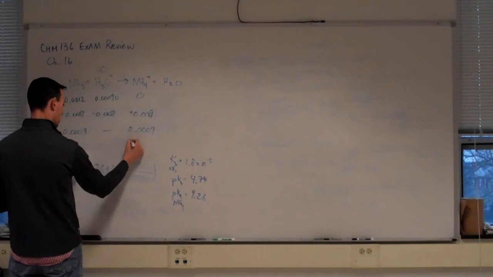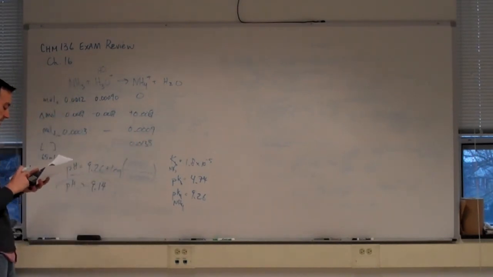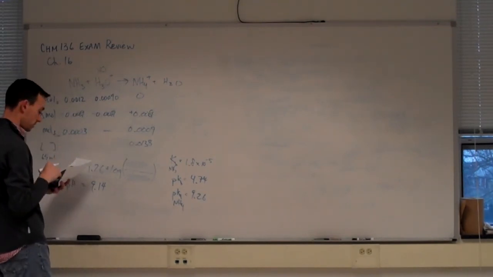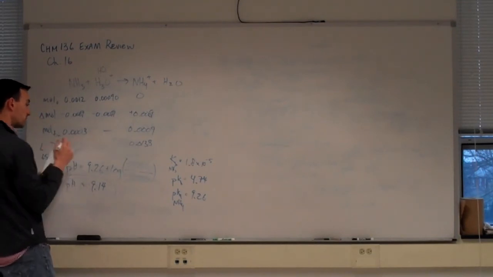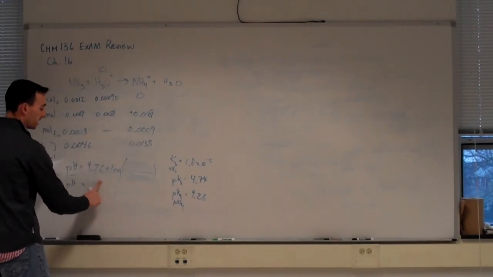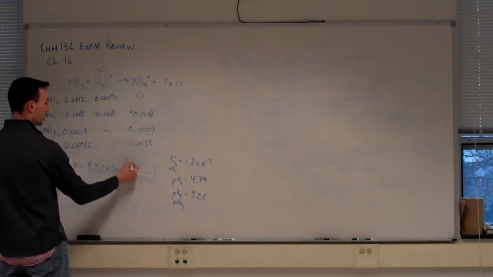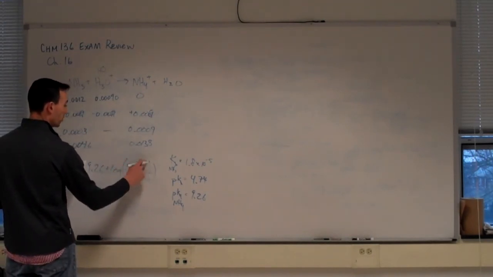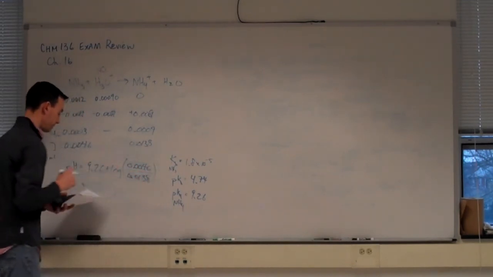Over here on the product side, that's going to be 0.0138. On the reactant side, it's going to be 0.0046. Once again, we can come down here to our Henderson-Hasselbalch equation. We can still use the same pKa. We just need to put our concentrations in the right place. 0.0046 over 0.0138.